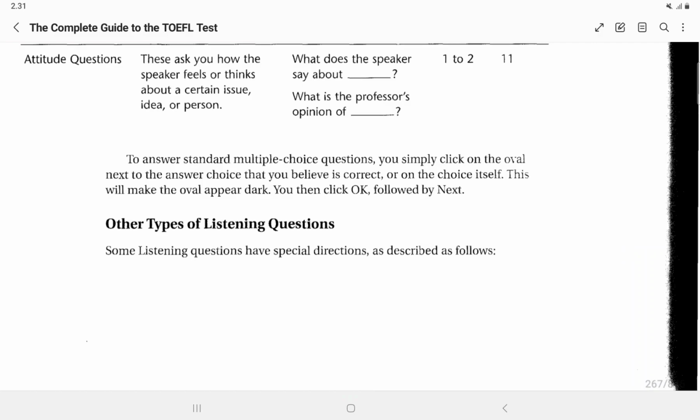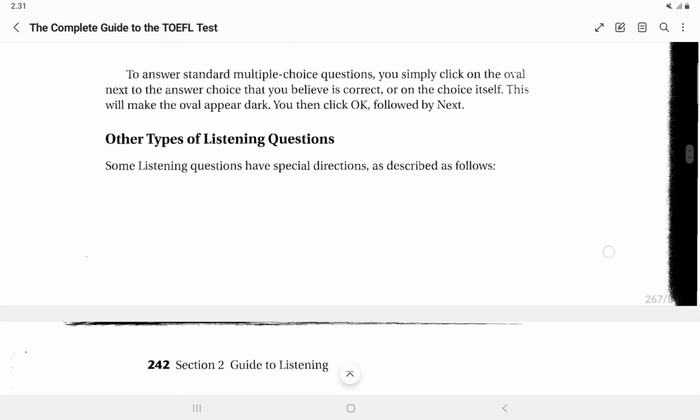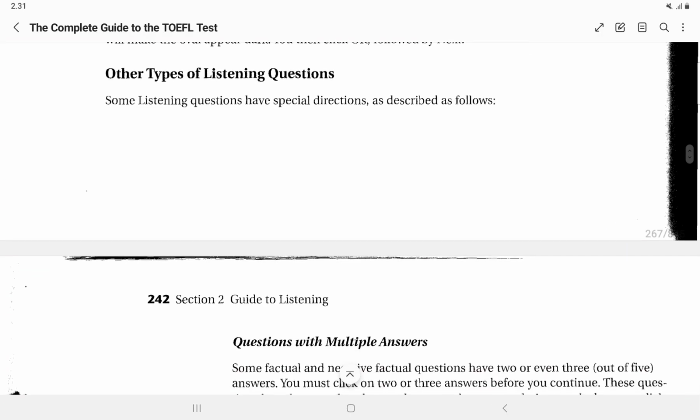To answer standard multiple choice questions, you simply click on the oval next to the answer choice that you believe is correct, or on the choice itself. This will make the oval appear dark. You then click OK, followed by Next.